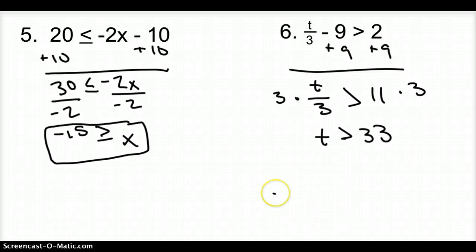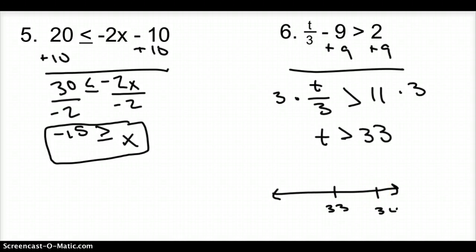To recap, you can draw a number line, put 33 in the middle, 34 on the right, and then one smaller on the left. It is an open circle. Since t is on the left side, you can follow the arrow. One more time, since t, our variable, is on the left side, we can follow this arrow. So we shade over here.